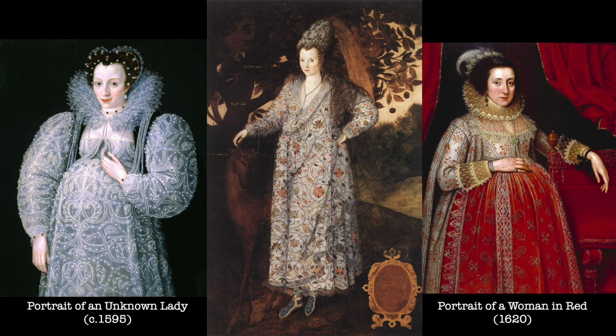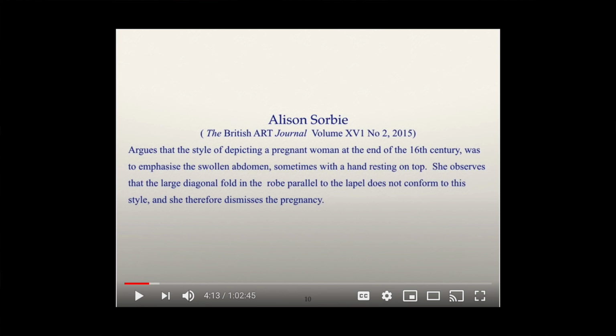David Shakespeare goes on to provide us with a synopsis of a chapter or article by Alison Sorby, in which she, quote, argues that the style of depicting a pregnant woman at the end of the 16th century was to emphasise the swollen abdomen, sometimes with a hand resting on top.